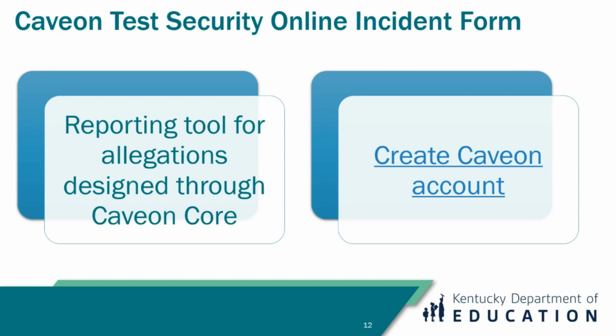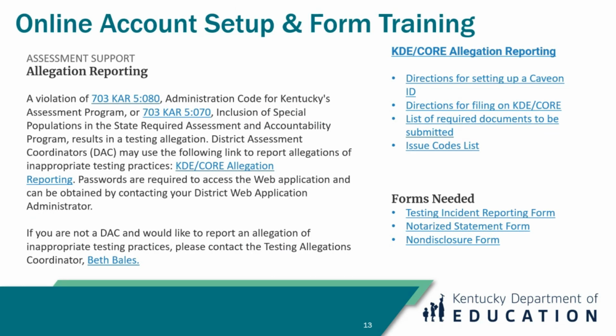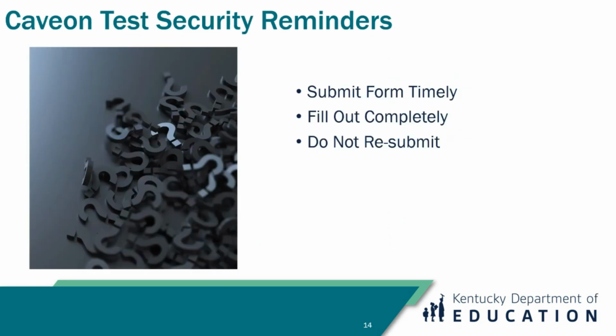The investigation requires documentation of the incident to be submitted and can include additional school visits and interviews for those involved, students and staff. As a reminder, the tool for allegations is now online with Caveon Core. As the DAC, please ensure that an account ID has been created. The links to the Caveon Core account and Caveon directions can be found on the KDE website on the Assessment Support Allegation Reporting page.